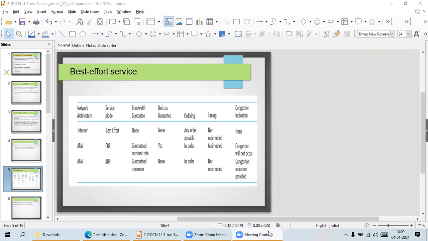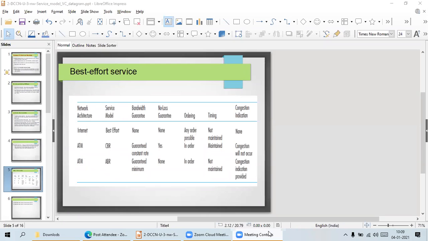If you choose ATM CBR, constant bit rate, you get the bandwidth guarantee, no loss guarantee, in-order delivery, and timing maintained. Congestion is not going to occur. According to your convenience, you have to choose which service model is useful for your network or your applications.